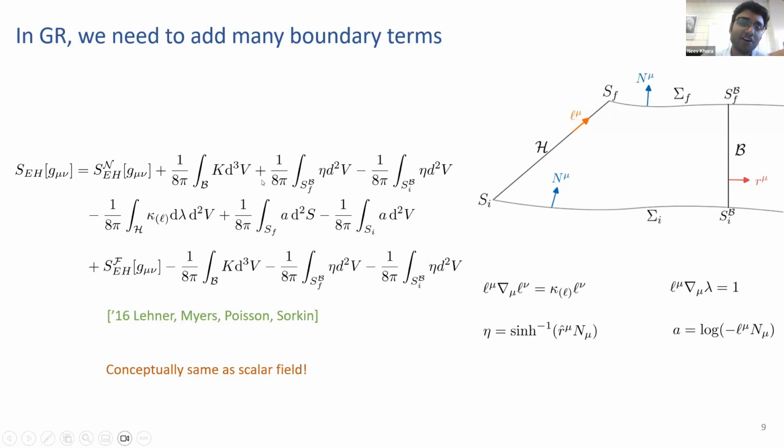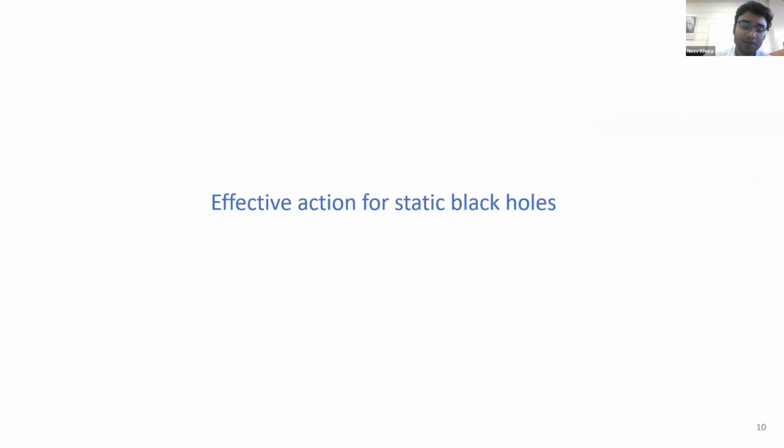So we have the usual Gibbons-Hawking-York boundary terms. There's other boundary terms that are described in detail in this paper here. But conceptually, it's all the same as the scalar field. So that being said, let's see what we get for static black holes. What's our effective action for a static black hole?